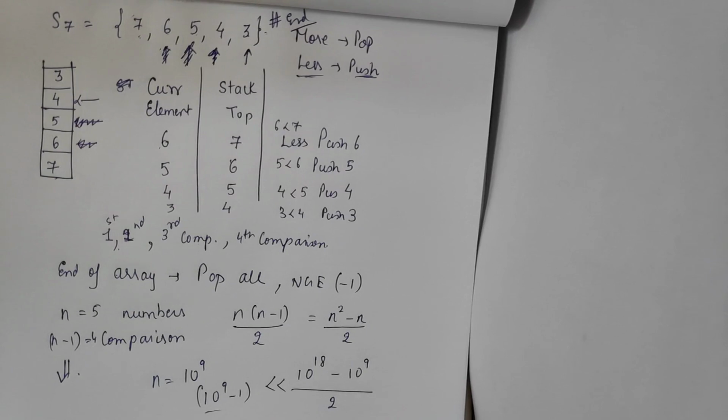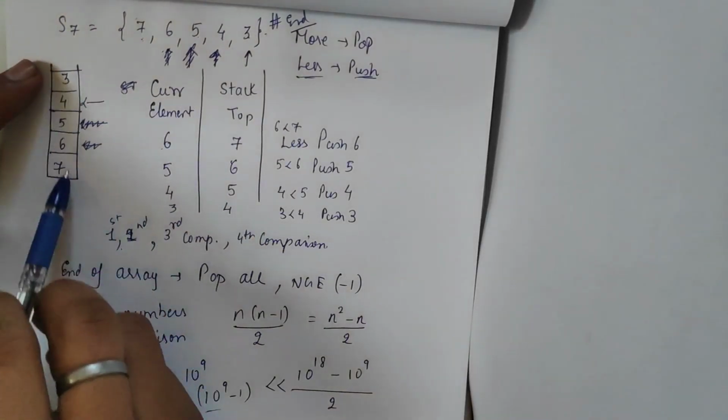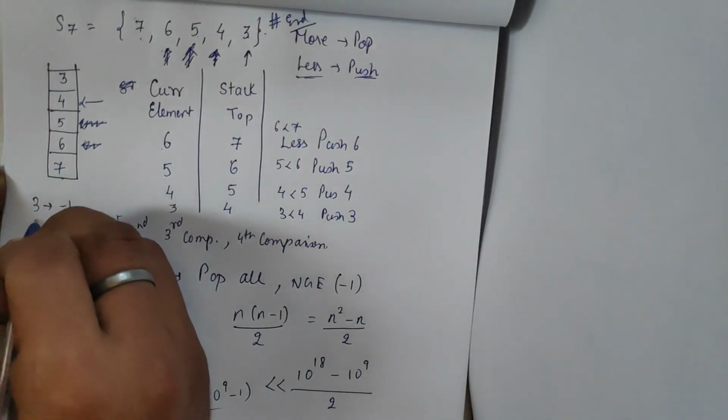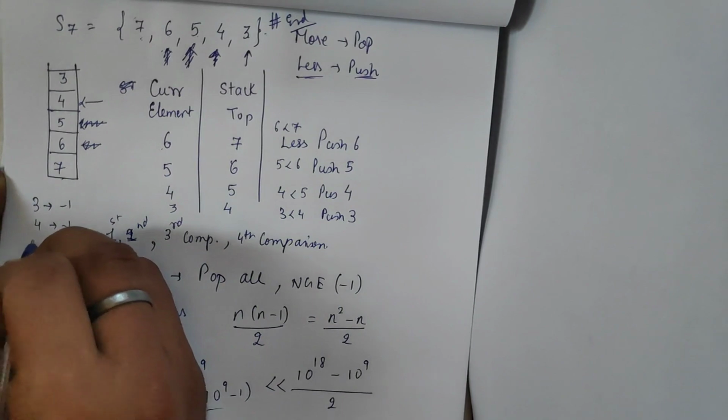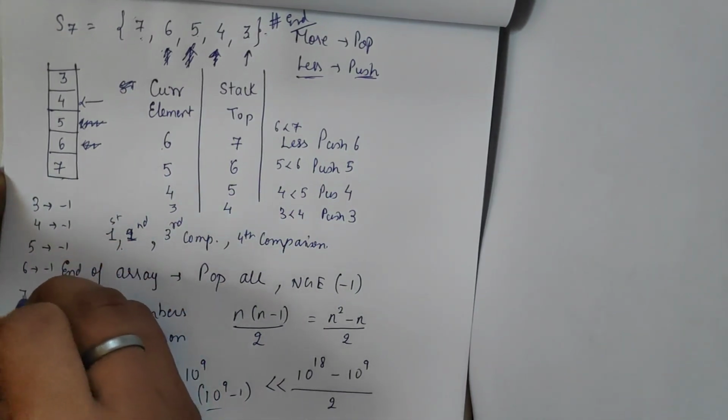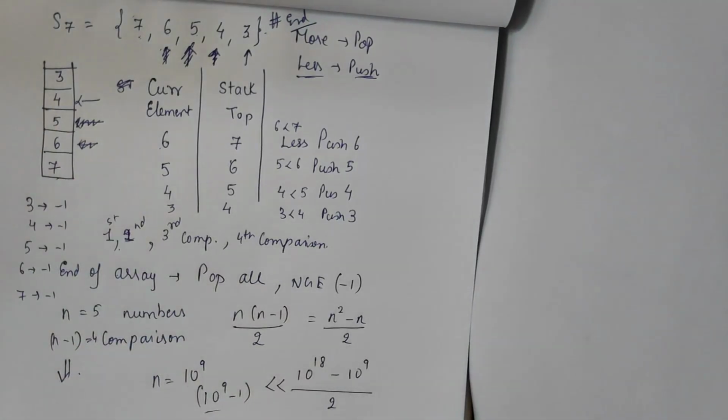So this is an efficient approach, and I hope the algorithm is now clear. Right, last thing: when you pop all, for 3 the next greater element is -1, for 4 the next greater is -1, for 5 the next greater is -1, for 6 the next greater is -1, and for 7 the next greater is -1.